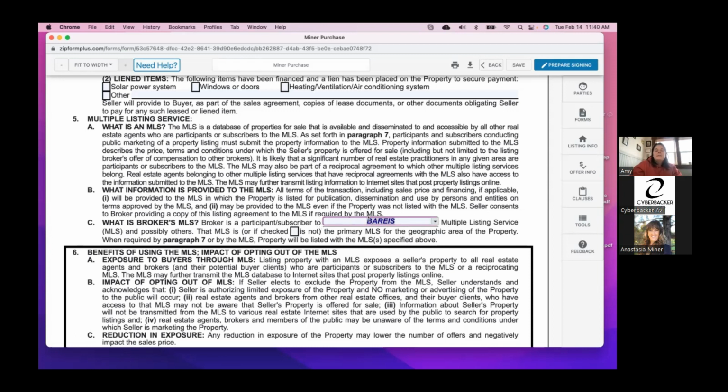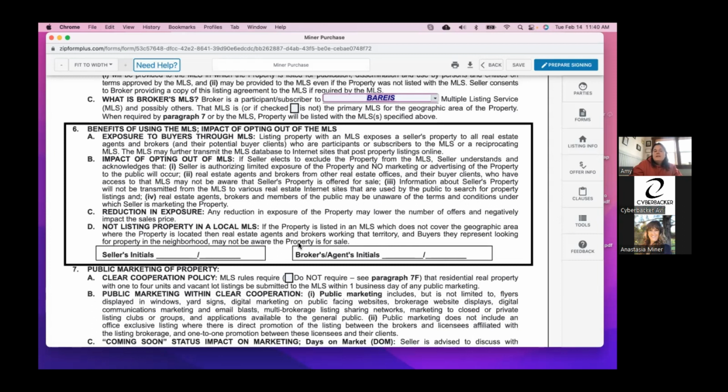Okay. So because it's asking about the broker, not the agent, right? We may not necessarily be a subscriber, but our brokerage is. So it's better to put, if we belong to the primary MLS, put the primary MLS here so that we don't have to check that box. Okay. Super simple.